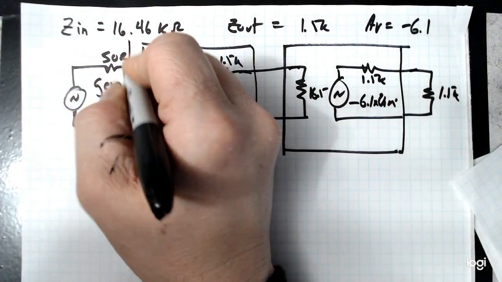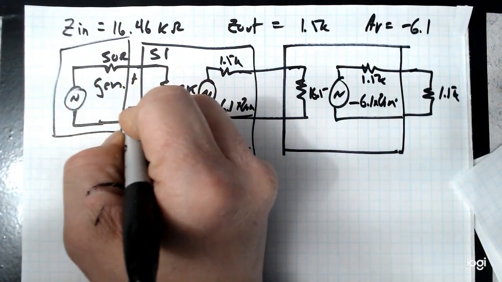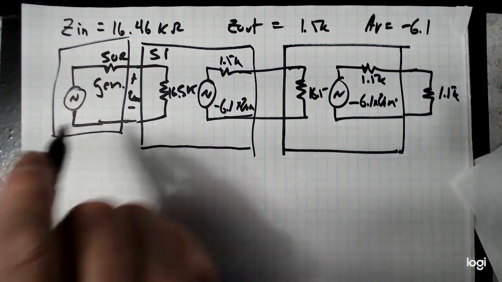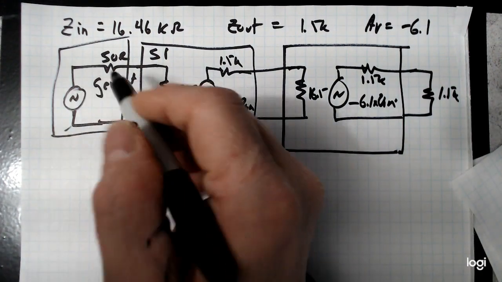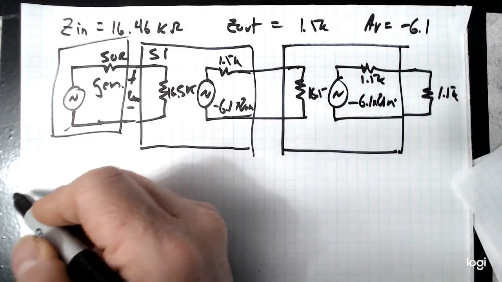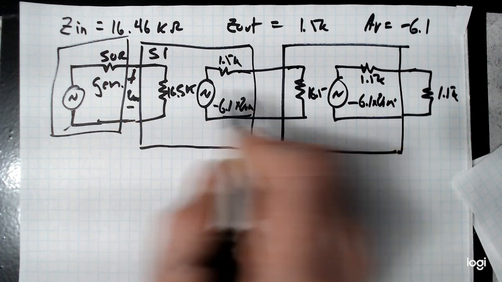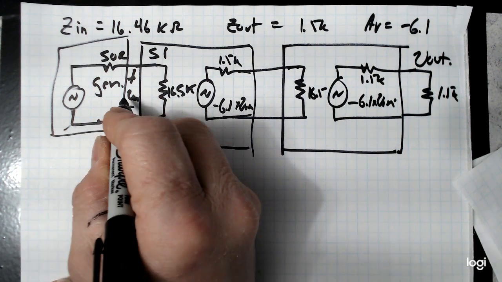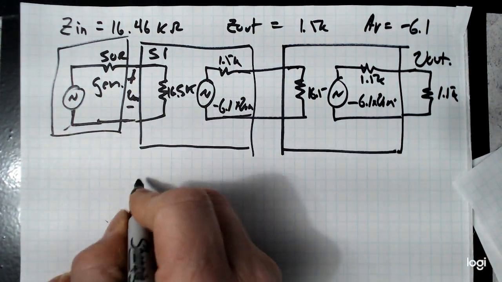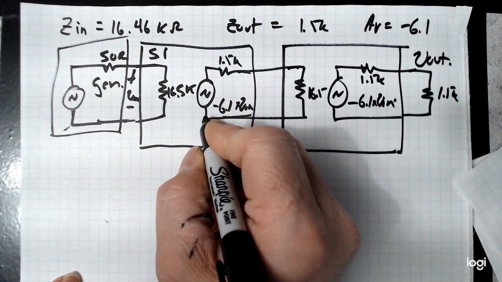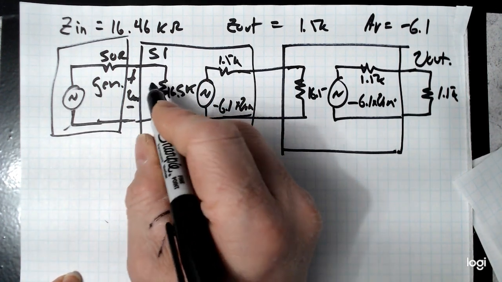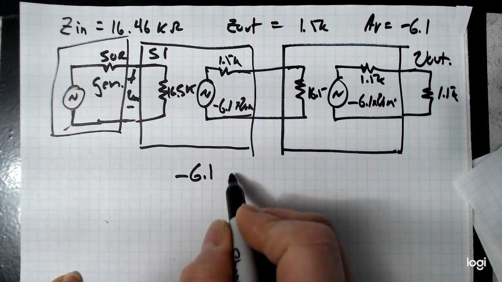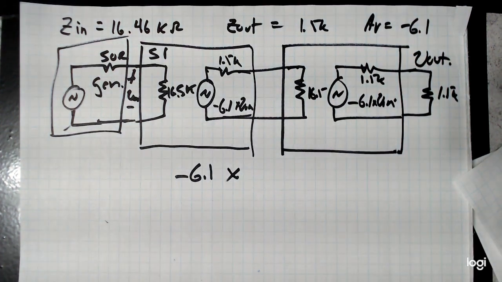If I apply an input voltage, this is V in here. This is the supply voltage, which you don't actually have access to. It's in the back of the generator. You only have access to the point after the 50 ohms. So I would call this V in and this V out. So if I apply 1 volt into this circuit, 1 volt would appear here. This would be minus 6.1 times bigger than 1 volt.